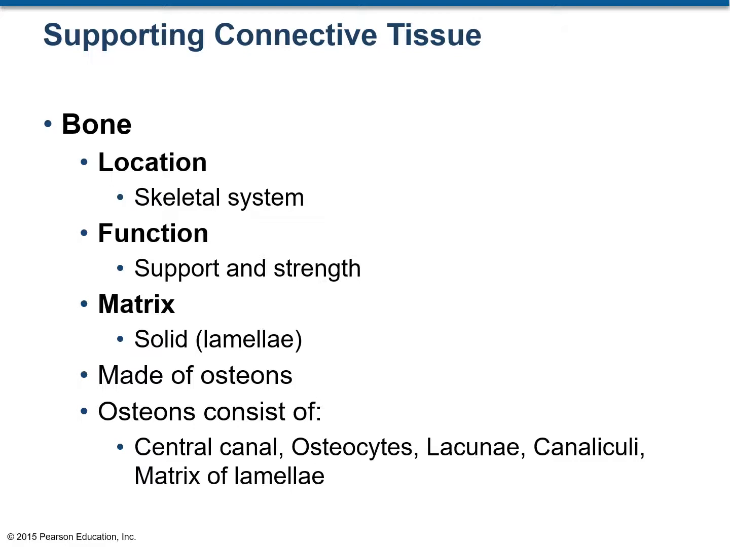So osteocytes are present inside lacunae, and these osteocytes are arranged in concentric circles. That means one circle outside of another circle, and then there is another circle outside of that. These concentric circles are known as the lamellae.